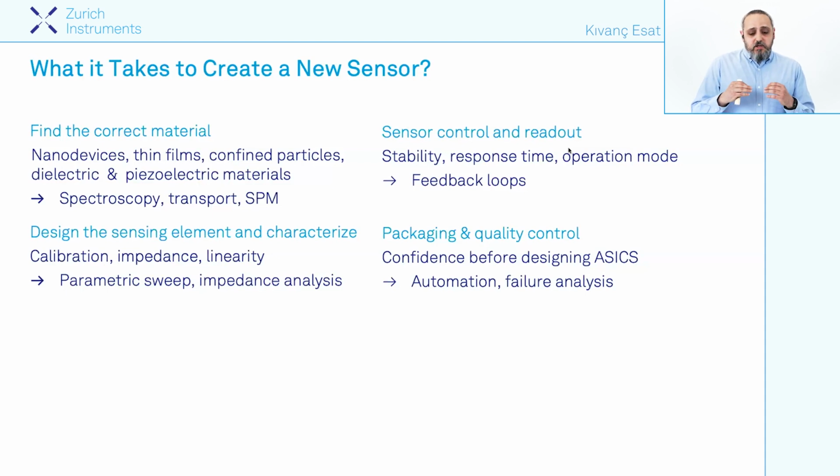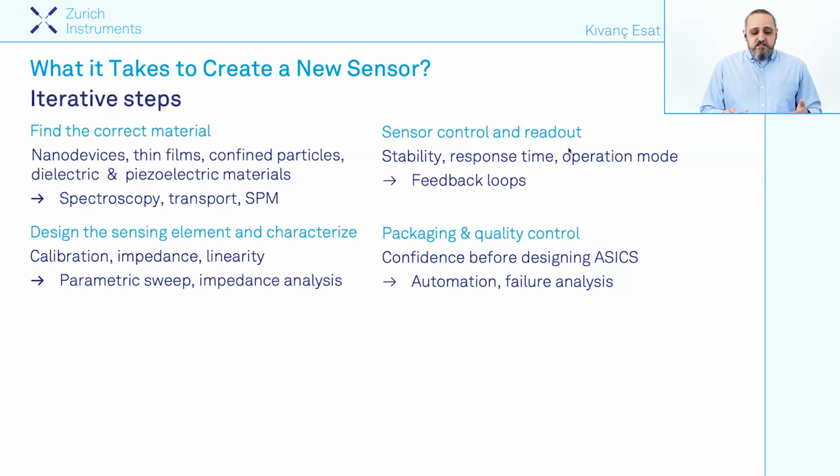The next step, before we can actually bring the sensor to use, would be packaging it and ensuring that the sensor we produce, maybe in bulk or maybe just a few, has the right quality. This comes with the right confidence before packaging, designing the ASIC circuitry.